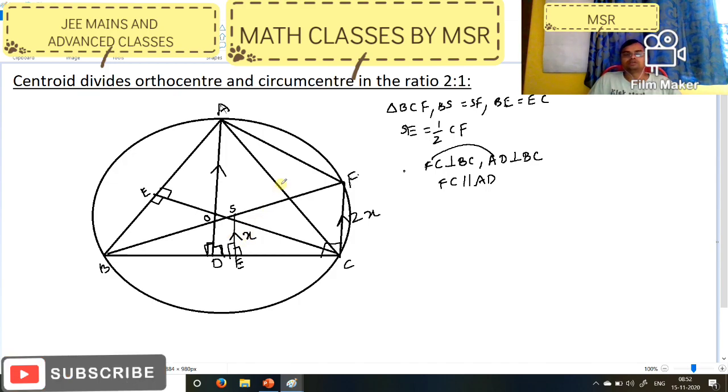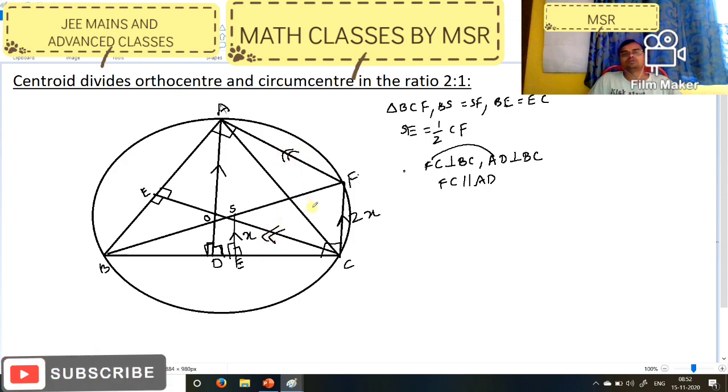Moreover, see this BF is a diameter, angle in a semicircle is 90 degrees. This angle will be 90 degrees. Angle BIF is also 90. In the same way, CE is perpendicular to BA, FA is also perpendicular to BA, hence we can say that those two are parallel, right?